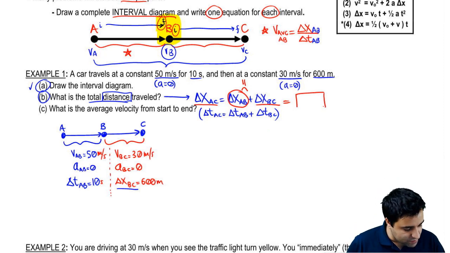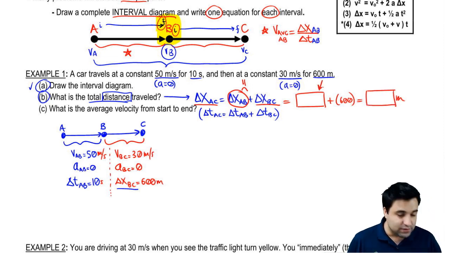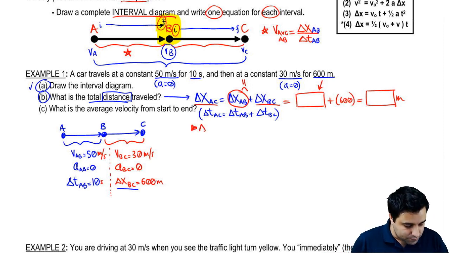So to get this answer, I'm going to go ahead and do this, kind of organizing the work here. To get this answer, I'm going to need to get delta x AB. So let's go do that. Delta x AB belongs to the first interval.